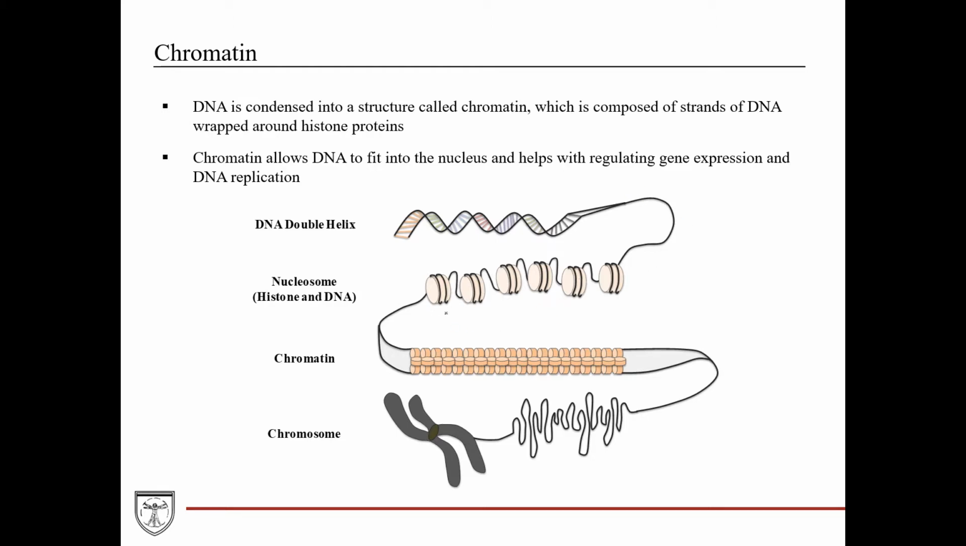And chromatin is actually composed of DNA wrapped around these histone proteins like this, and you can see it wrapping around, and then it gets further condensed into a structure like this, and then chromatin eventually gets further condensed into a chromosome, and that's what you find in the nucleus. Chromatin allows for DNA to fit in the nucleus, and it also helps with regulating gene expression and DNA replication, because you can unwind chromatin from this densely packed structure like this to a loosely packaged structure like this to allow for these processes to occur.